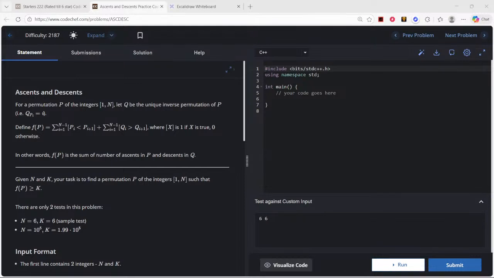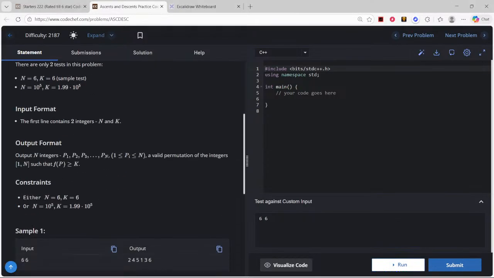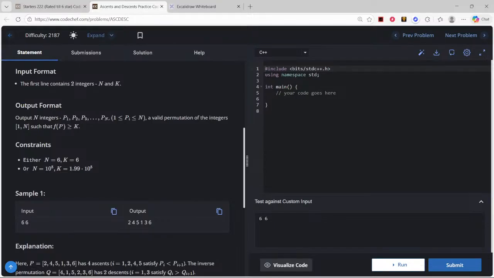टेस्ट केसेस से तो टेस्ट केस तो 6 दिया हुआ है और K भी 6 है, and the output in this case, 1 second, the output is 245136.